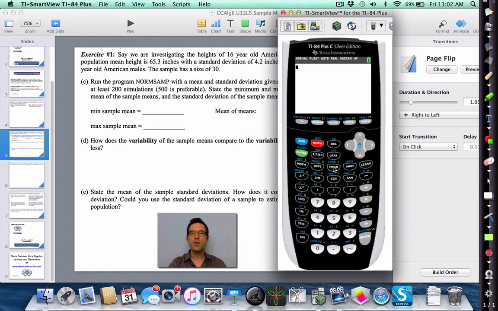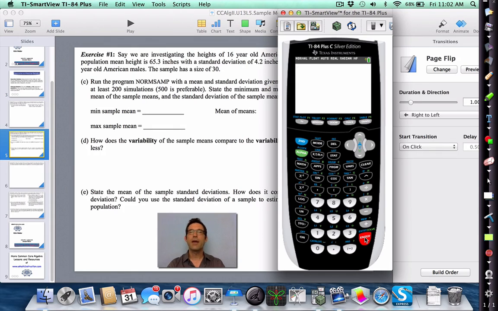So let's go into our programs. It's right here. And I'm going to go down to normal sample. It ends up being option 2. And I'm going to just hit enter. All right, and it asks me for my mean. And my mean is 65.3. Enter. Standard deviation, 4.2. Enter. Sample size, we want a sample size of 30. And the number of samples, which is the number of simulations, 200.